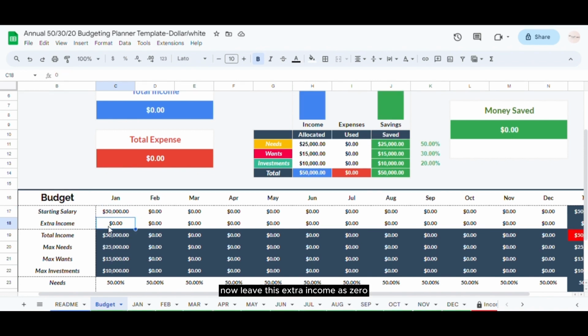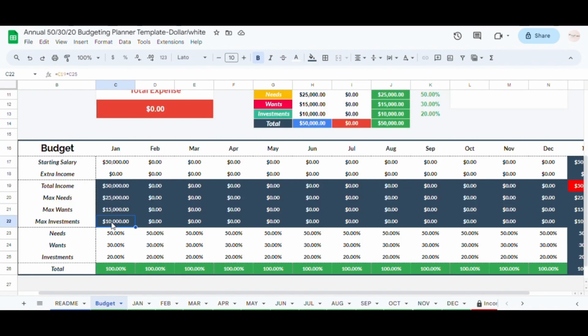Now leave this extra income as 0. We will calculate this at the end of the month. You can see that based on the 50, 30, 20 rule, we already got our allocation for need, want and investment.